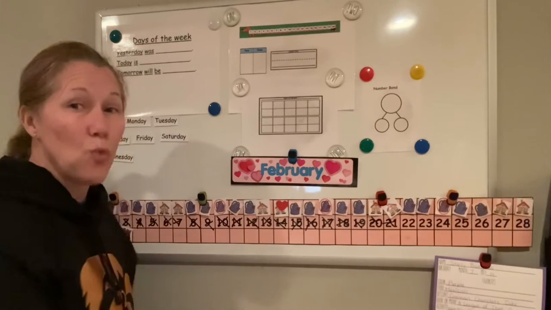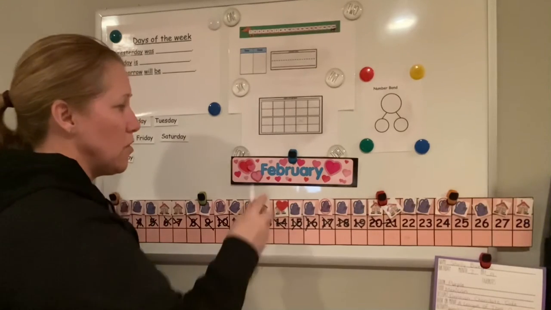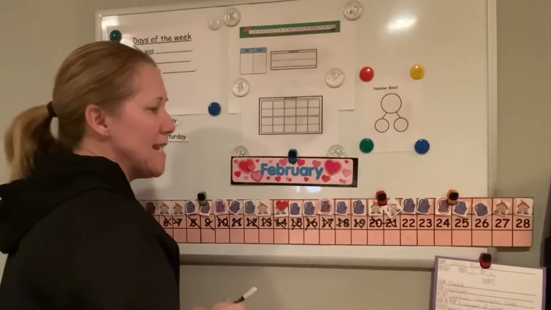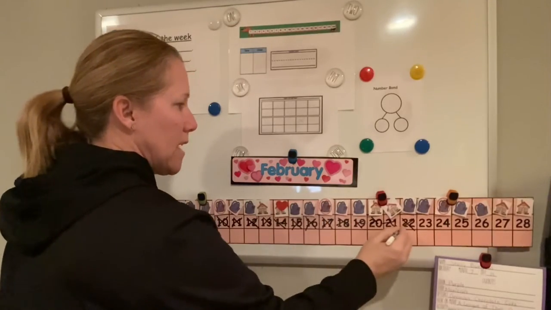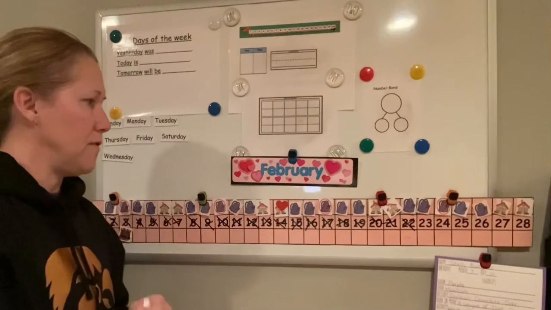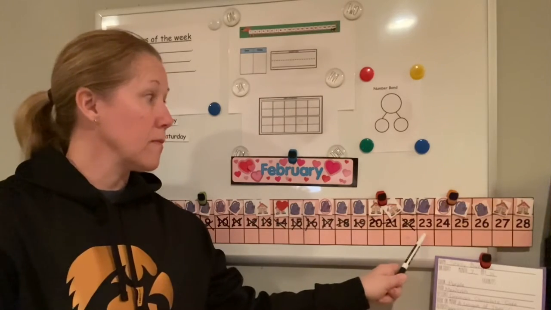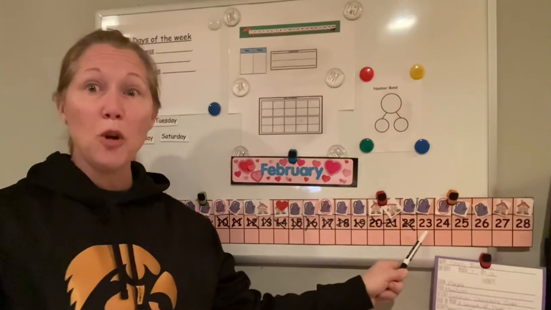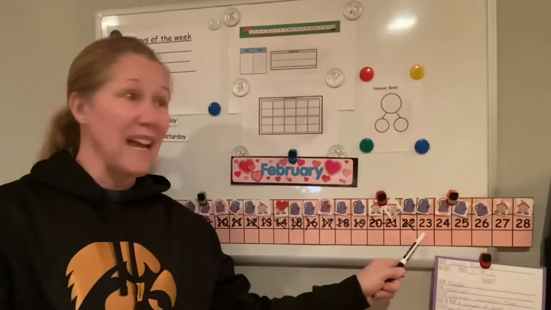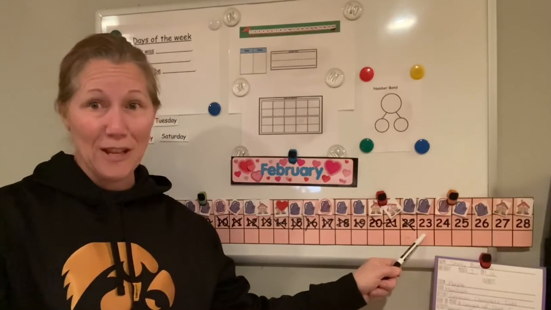2 and 2, 2 and 2, 2 and 2 makes 22. So today is February 22nd. Mark that off. What number comes after 22? That's right, 23. So tomorrow we are going to count to the number 23. See you tomorrow, friends.